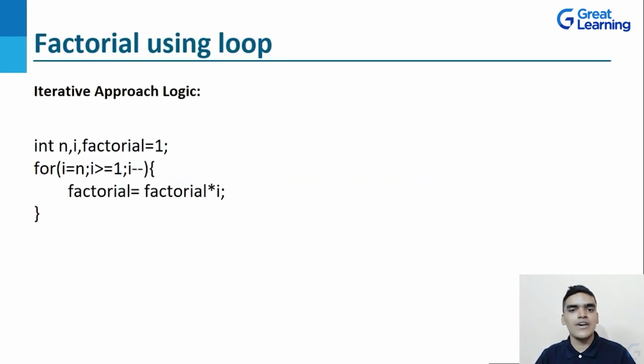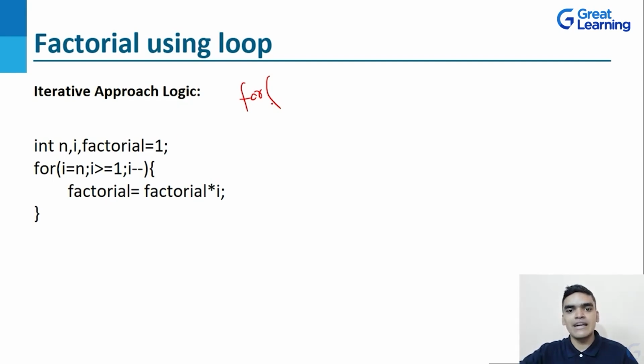So let's see factorial using a loop. Before calculating the factorial using a loop, we will get an idea about what a for loop is. So let's create a for loop. For creating a for loop, I will write first for, and then we have 3 stages to create a for loop. The first part is the initialization, the second one is the condition, and the third one is the updation.